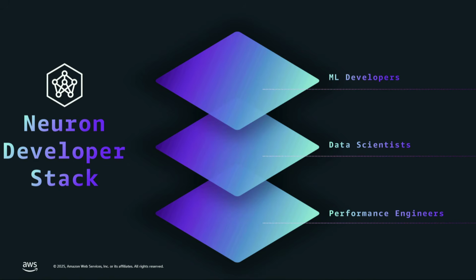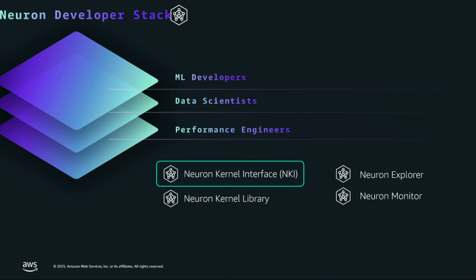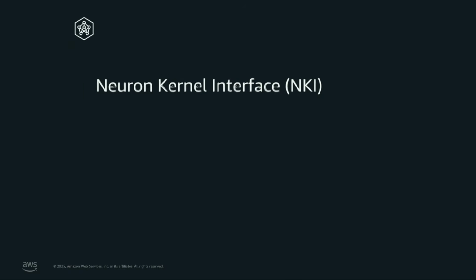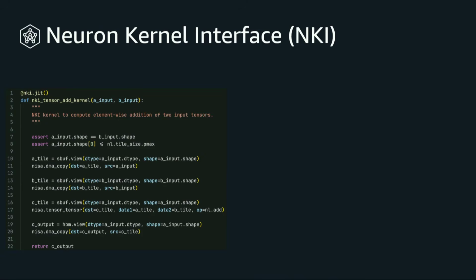We typically look at our customers as three personas: ML developers, data scientists, and performance engineers, and lots of folks fall between the lines. But for today, we're focused more on the performance engineer persona. Within the Neuron SDK, we have a set of tools applicable to performance engineers. The one we want to focus on most today is called the Neuron Kernel Interface, NKI. Has anybody worked with NKI before or heard about it? Okay, awesome.